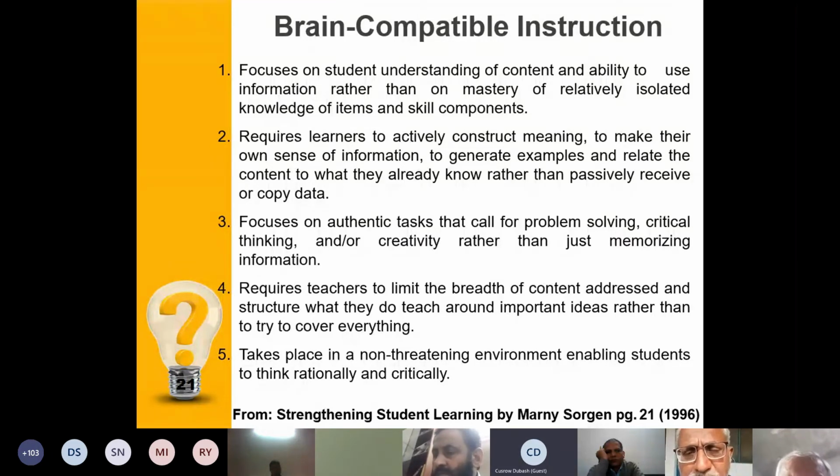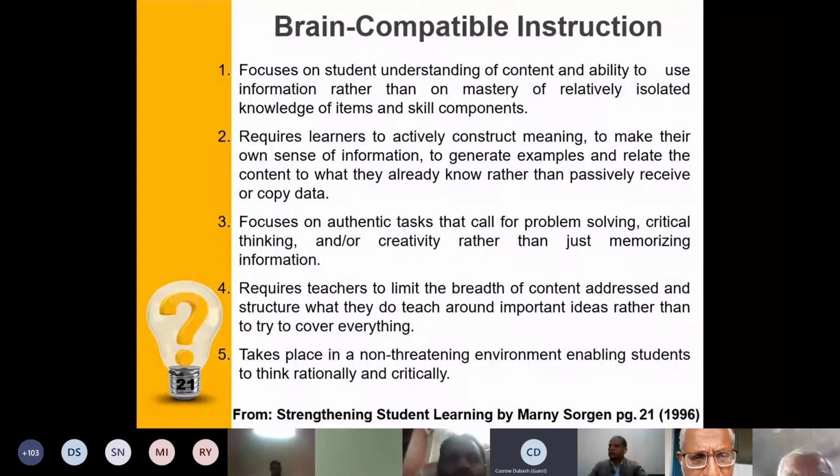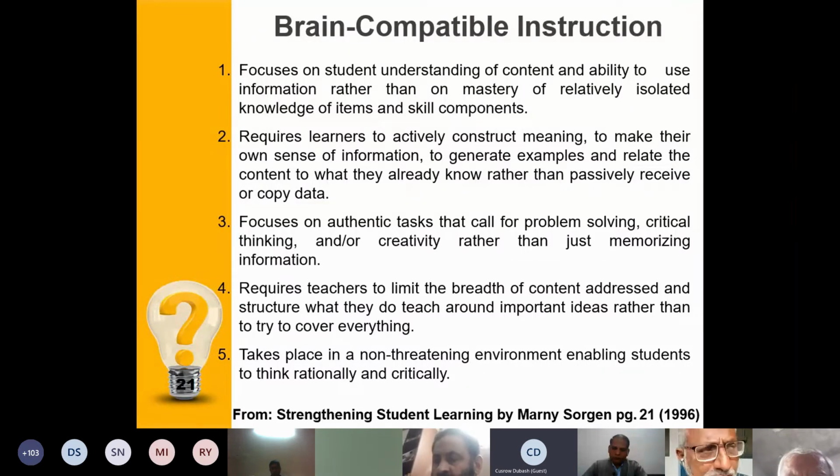And number 5 takes place in a non-threatening environment, enabling students to think rationally and creatively. जब बच्चा सोचता है ना तो हम ये नहीं कहते ये क्या कहा आपने. भाई बच्चे की, आपने कहा बच्चे को सोचो, उसने अपनी सोच से बताया. Now talk him into it.